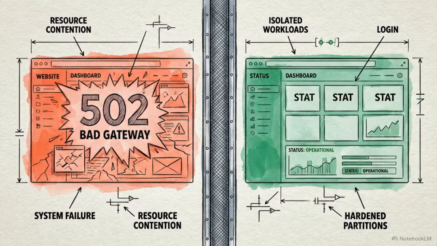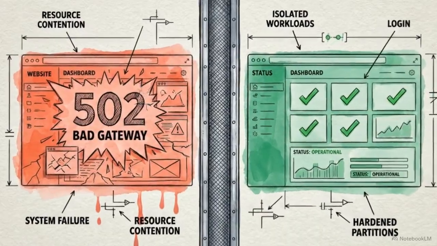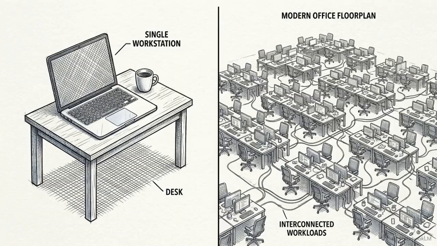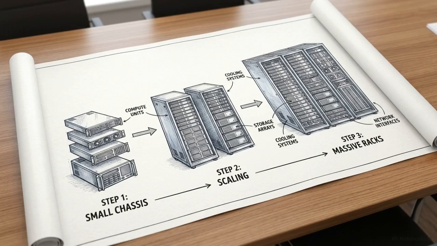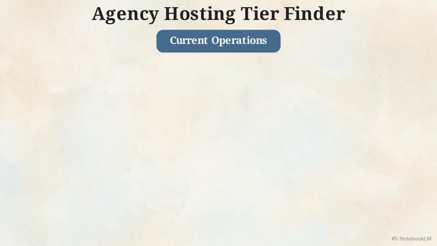By isolating your performance pools and software versions, you guarantee that one client's technical debt or sudden viral success never becomes your emergency. Infrastructure needs scale predictably alongside your client count and their technical demands. You need a clear roadmap for when to upgrade. This flowchart is the Agency Hosting Tier Finder. It matches your current operations with the exact server architecture you need.